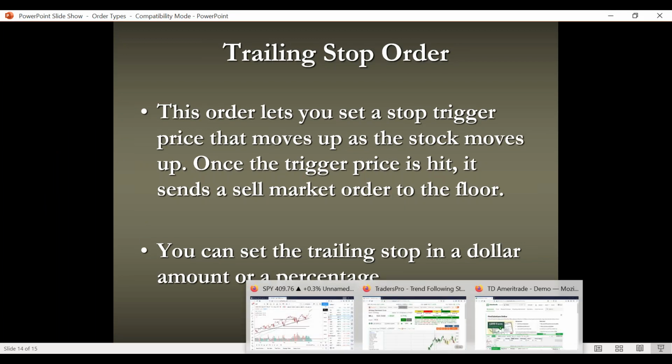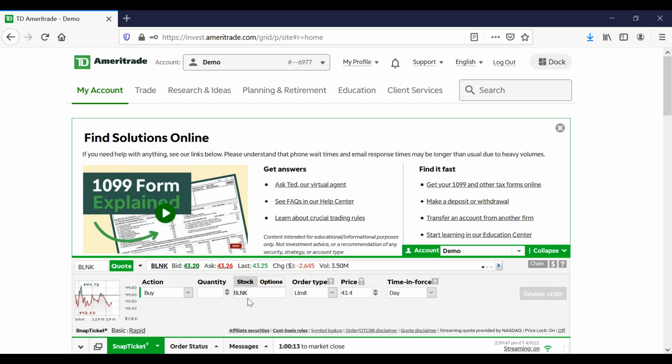So here on the order form, to set up a trailing stop, the easiest way is to get into the trade first. And then you would use a sell order, and it would be here's a trailing stop by a dollar amount or a trailing stop by a percentage.